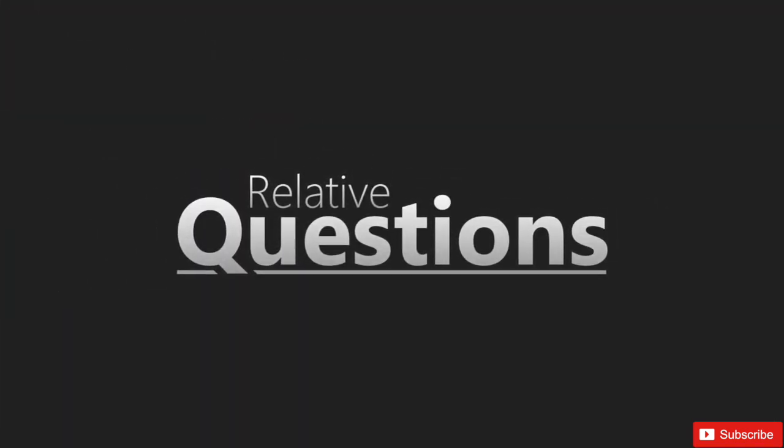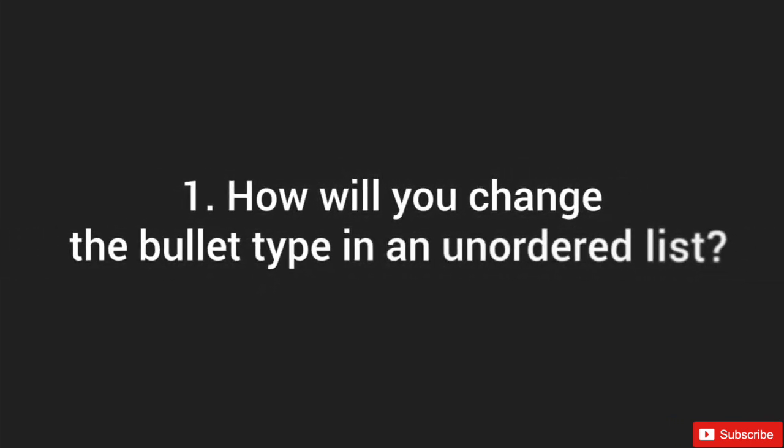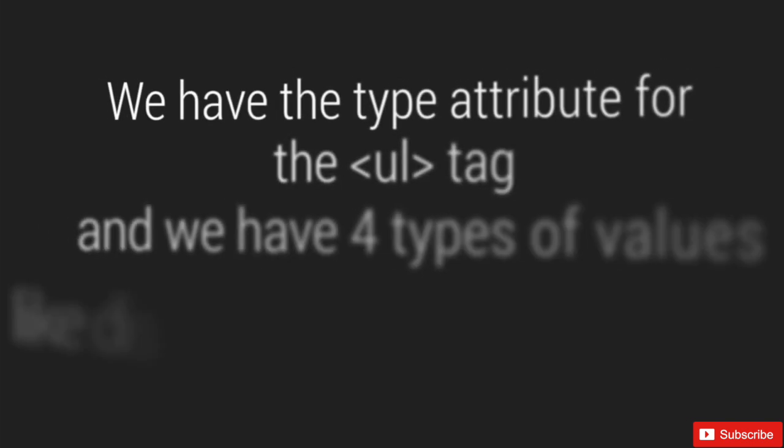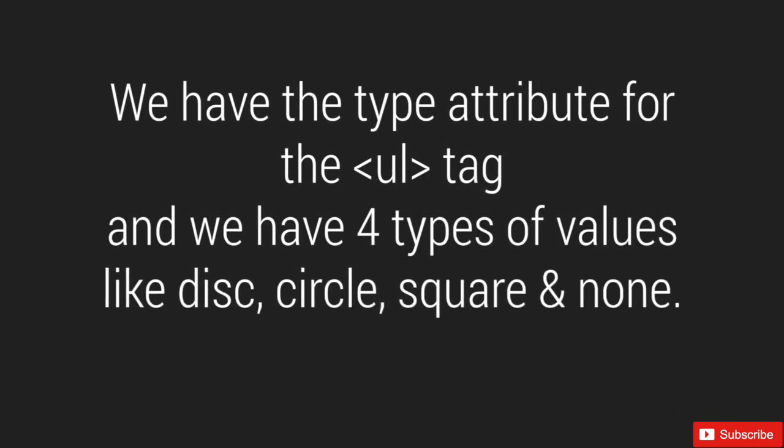Now let's talk about a relative question. The question is, how will you change the bullets in an unordered list? So as discussed, we have the type attribute and we have 4 types of values here: the disk, the circle, the square, and none, which we have seen practically. This is how you change the bullet type.